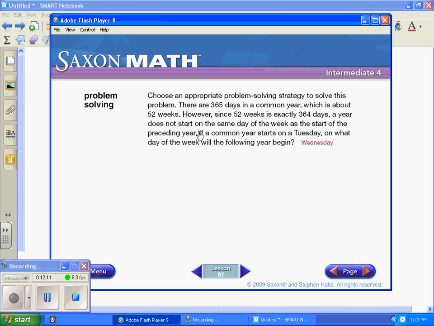So if it says if a common year starts on Tuesday, the day of the week of the following year will begin Wednesday. Okay? And we are finished.